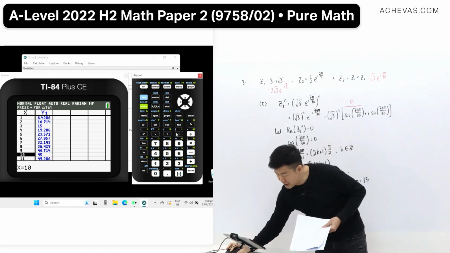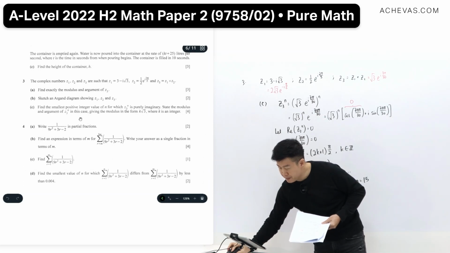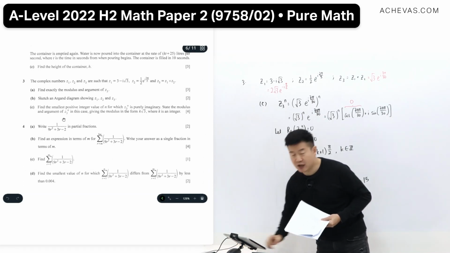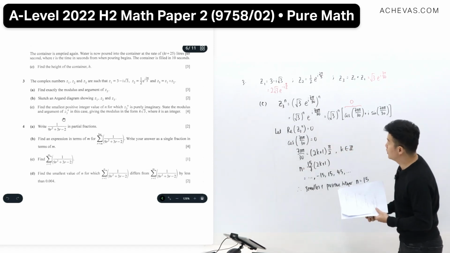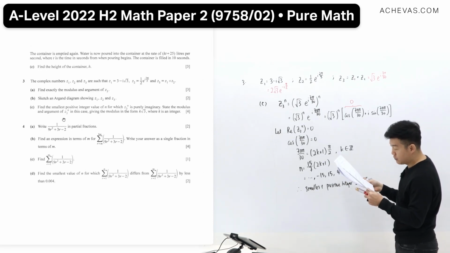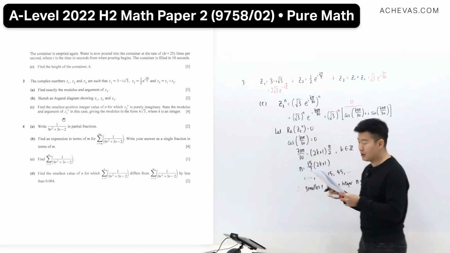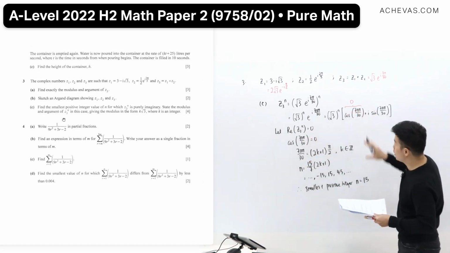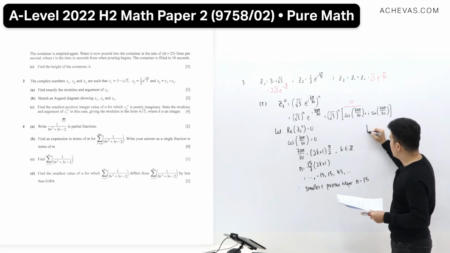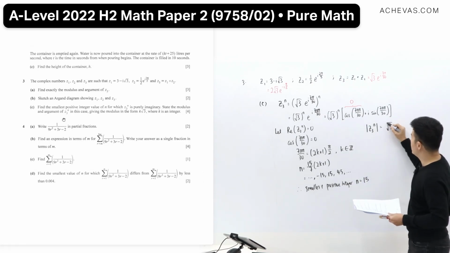The question went on to ask for more things. Let me just take a look. The question says that we are supposed to state the modulus and argument of z3 to the power of n. So for this value, we are supposed to quote the modulus and argument of z3 to the power n for this case where it is purely imaginary. So the modulus of z3 to the power of n, where n is actually 15, is going to be square root of 3 to the power of 15.